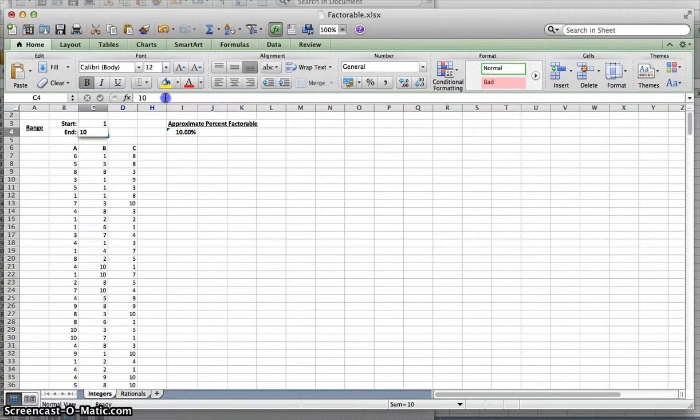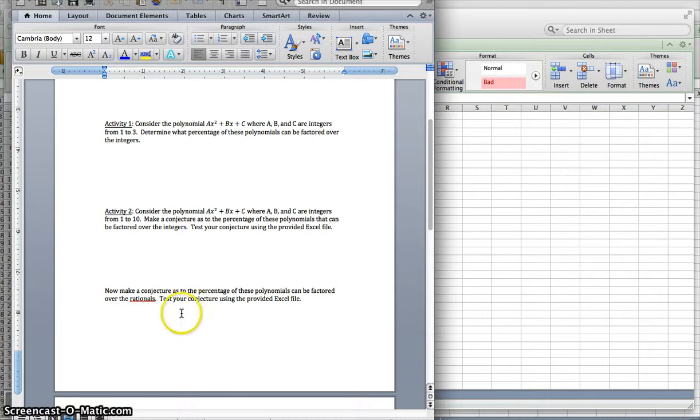As you can see, though, because we only have 50 and not all 1,000 scenarios, the number will change as you continue to generate these lists. So we're hoping that the students notice that and then think about maybe why that does happen, and then how they could figure out the true percentage or maybe a more accurate approximate percent that are factorable. After that, our next activity is going to be to make a conjecture as to the percentage of these polynomials that can be factored over the rationals.